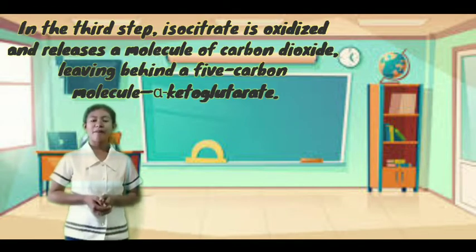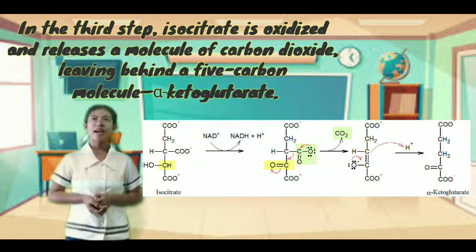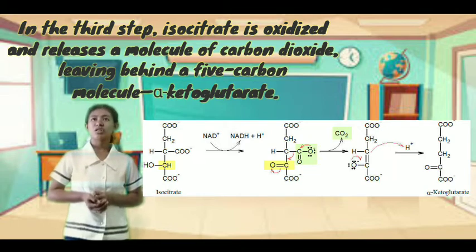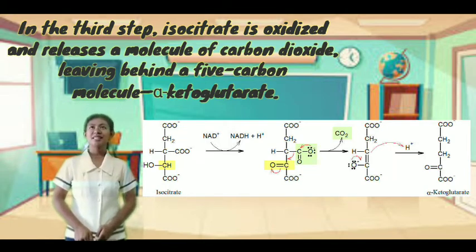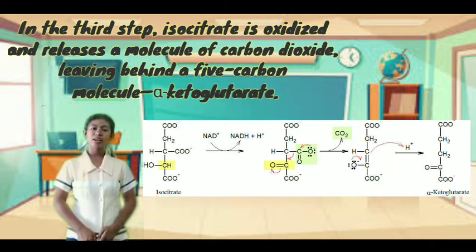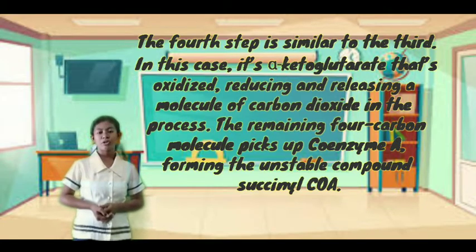In the third step, isocitrate is oxidized and releases a molecule of carbon dioxide, leaving behind a 5-carbon molecule, α-ketoglutarate. During these steps, NAD+ is reduced to form NADH. The enzyme catalyzing these steps, isocitrate dehydrogenase, is important in regulating the speed of the citric acid cycle. The fourth step is similar to the third.